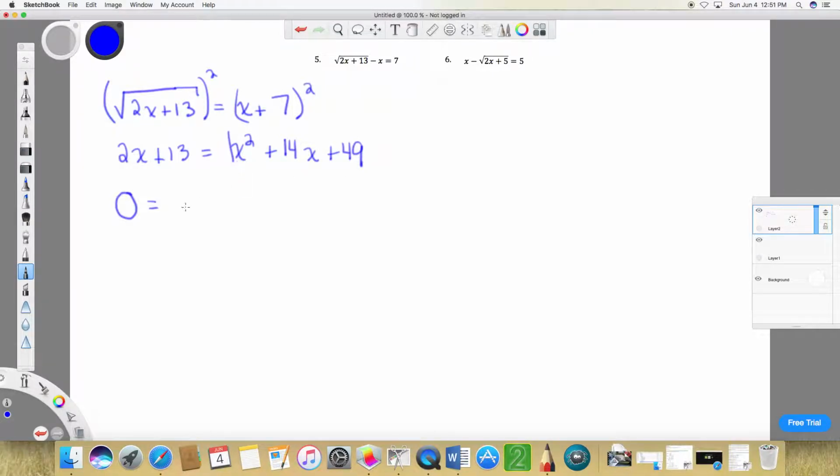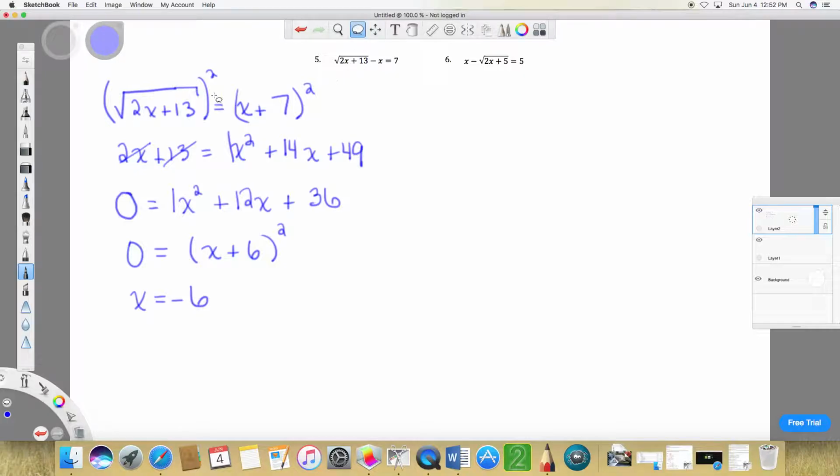So we've got this x squared term, and if we take 2x away from each side, we'll have 12x over here. If we take away 13 from each side, we'll have 36 here. And so this factors to x plus 6 quantity squared. And this is giving us a possible solution of negative 6. So let's plug that into the original equation and see if it does belong to our solution set or not. It's our only candidate.